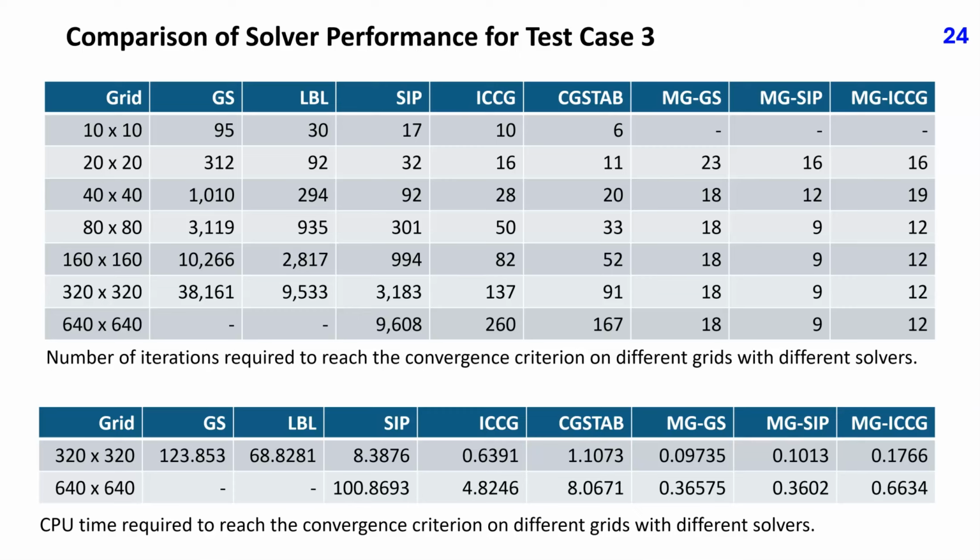Multigrid method with Gauss-Seidel and SIP solvers consume almost the same computing time, although SIP solver needs much less iterations, 9 instead of 80. The reason is that Gauss-Seidel iterations are much cheaper.